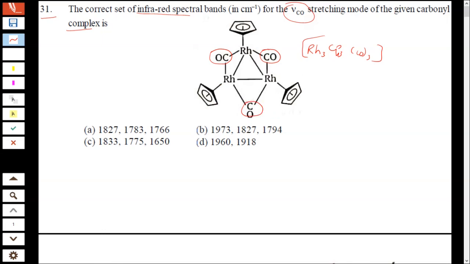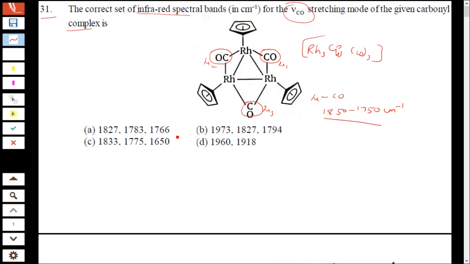Now we have to find the range of these three bridged carbonyls, that is mu1, mu2 and mu3. You have to find the IR stretching frequency. Generally, the bridged carbonyl stretching frequency occurs in the range of 1850 to 1750 centimeter inverse. So this is the range.